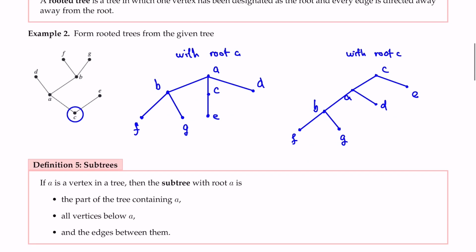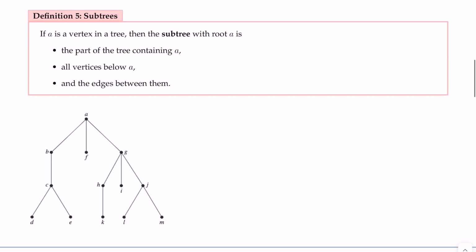Now, what about subtrees? If A is a vertex in the tree, then the subtree with root A is the part of the tree containing A, all the vertices below A, and the edges between them. So that's the definition of a subtree. And all of this is called the descendants of A.